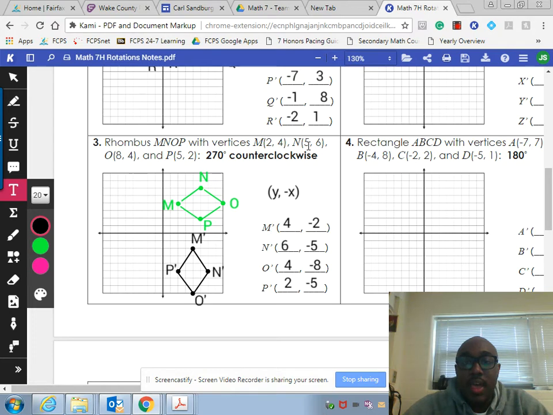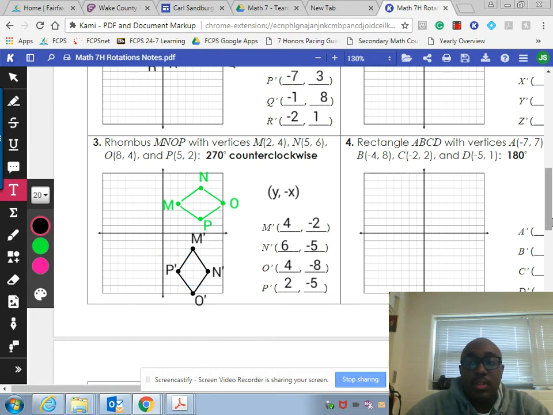For N, we should have (6, -5), and that's exactly what we have here. For O, we have (4, -8), because it's y, negative x. And for P, we have (2, -5), because the rule is y, negative x. So whatever x is, 5, I'm sorry, it becomes its negative. So that's why we have (2, -5). Okay, so then when we plot those new prime points, this is the shape that we end up with.